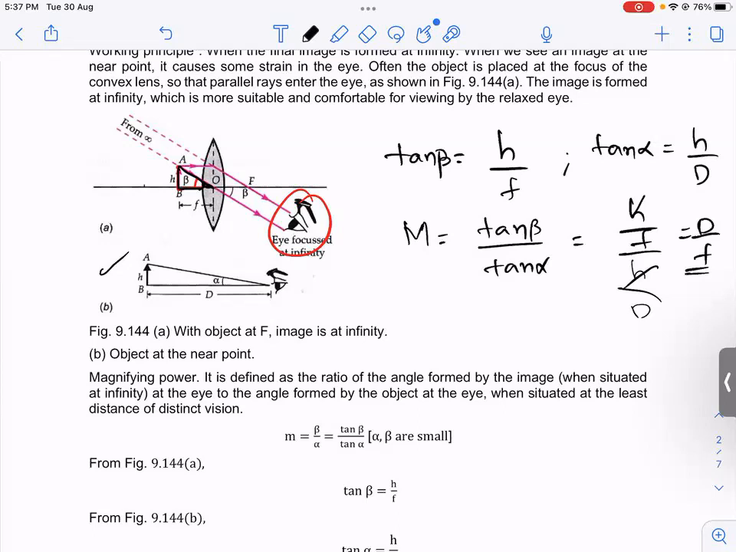So if you observe, how much is this less compared to the previous scenario? It is less by 1 unit compared to the previous scenario. Or if you just say 1, that's it. You don't call it a unit because magnifying power has no units. It's a ratio of the same physical quantity. Is it clear?